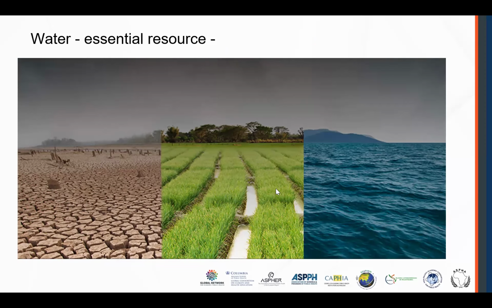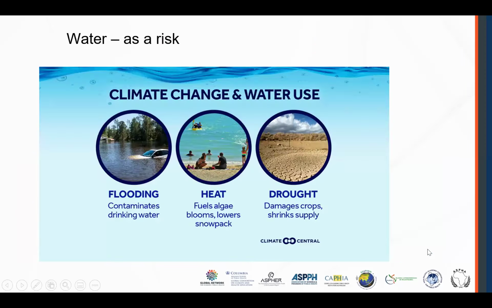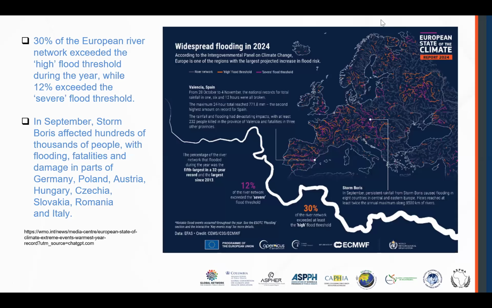But it's also a big risk. We can see that our planet is now sick, has a disease because of climate change, has higher temperature, and that we have a planet which is provoked and now unwell, responding with grave symptoms like flooding, heat, and drought. And we can see that 30% of the European river network exceeded the high flood threshold last year in 2024, and more than 10% exceeded the severe flood thresholds.